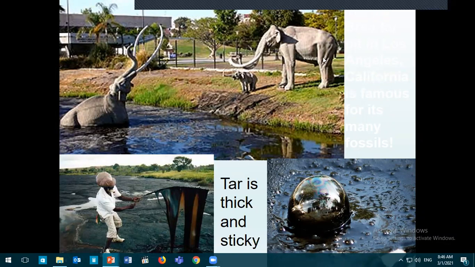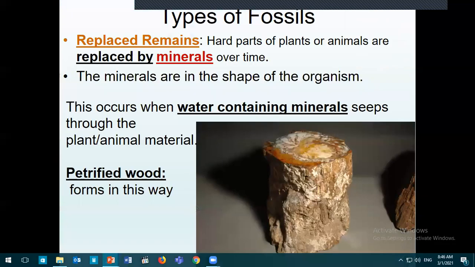The photo up here is actually showing a statue. There are no real animals. You can see how they can get easily trapped in this thick material, so sticky and so thick. When this material hardens, it becomes amber, as we said before.